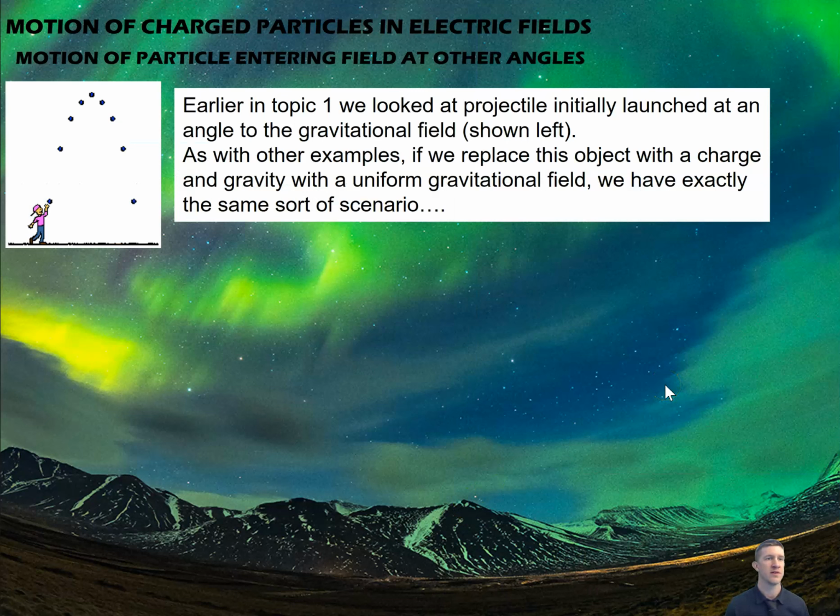Earlier in topic 1, we looked at a projectile initially being launched at an angle to the gravitational field, just like the picture on the left. So if we throw a ball up, we know that it follows this parabolic path before it gets back to the ground. If we replace this object with a charge and we replace gravity with a uniform electric field, we have exactly the same sort of scenario, and it looks a bit like this.